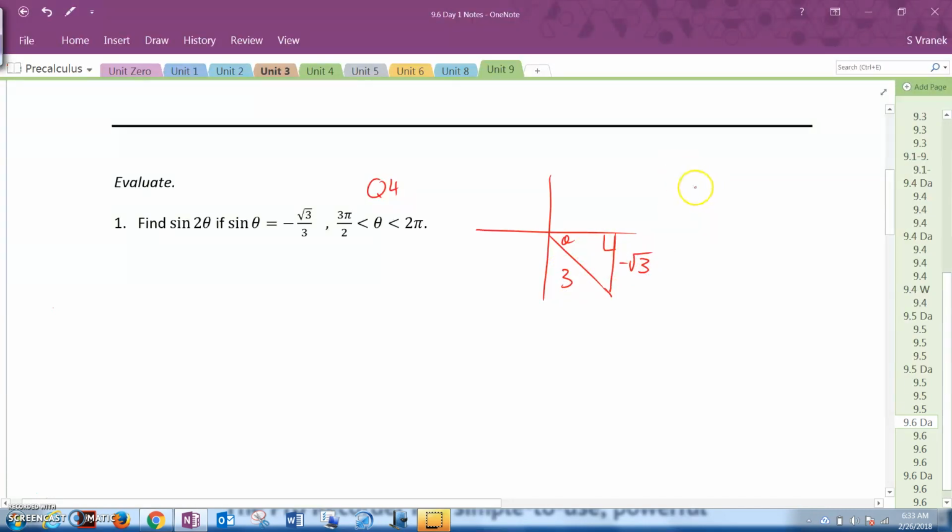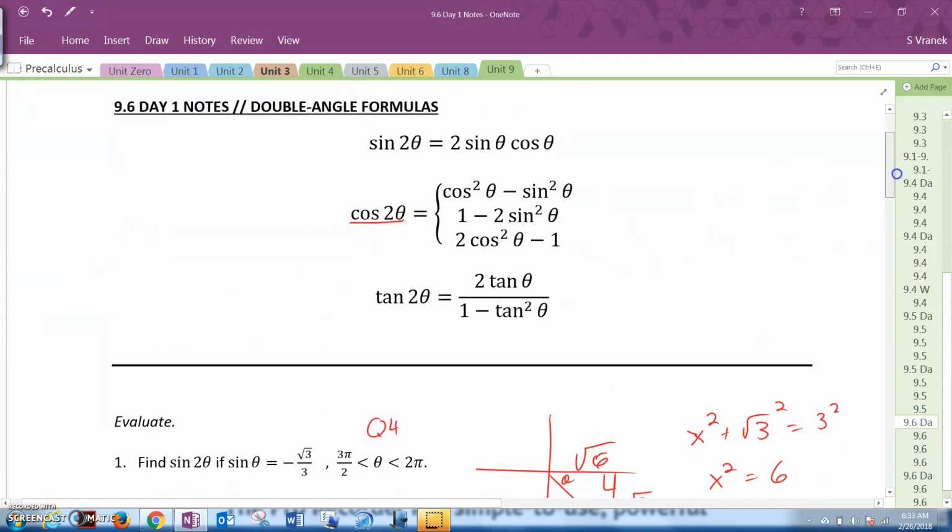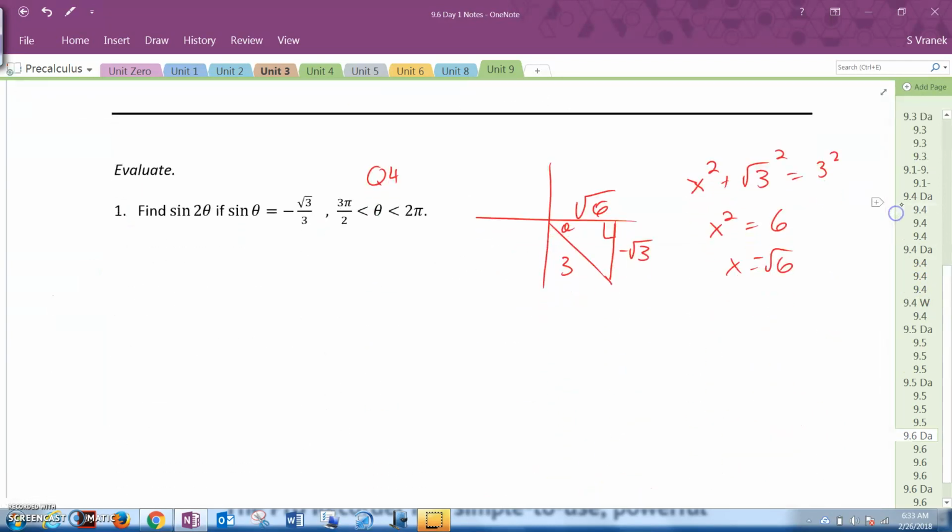If I do Pythagorean theorem, I get x squared plus root 3 squared equals 3 squared. X squared equals, this is just 3 and this is 9, so this is 6. So x equals root 6. So I get root 6 for the other side of the triangle. Now I can do sine of 2 theta. If you look up above, well, I guess it's on your sheet, sine of 2 theta is 2 sine theta cosine theta.